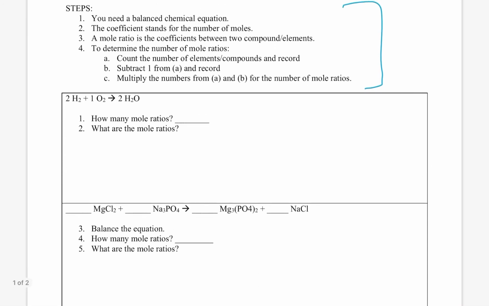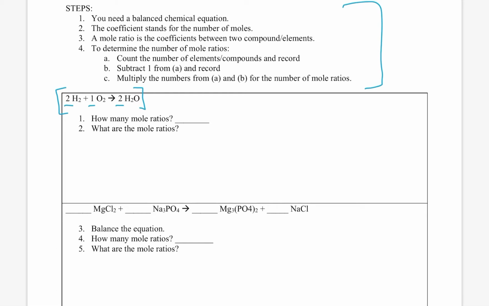Okay. So it says you need the coefficient. The coefficient stands for the number of moles. So this is your chemical equation. And we know that 1 mole is always going to equal the molar mass. In the chemical equation, the coefficients are also telling you how many moles you have for that certain substance. So here you have 2 elements, hydrogen and oxygen, but they're in different combinations so that you actually have 3 substances. Okay? A mole ratio is the coefficients between 2 compounds or elements.